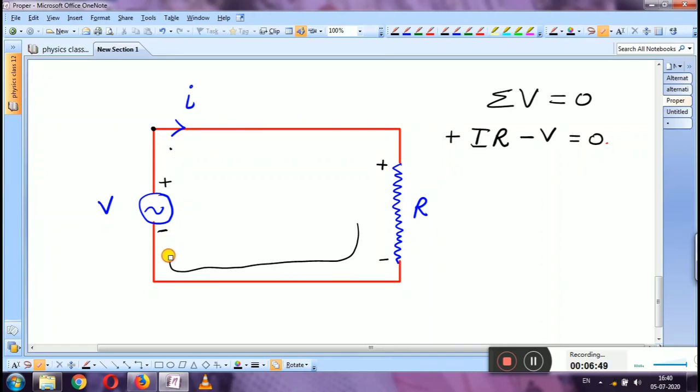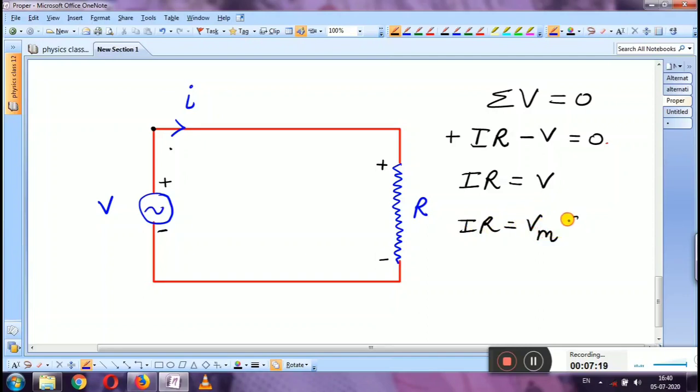After this, nothing special we will do. We will only solve this expression. Here you can see on this side, okay children, I can write IR is equal to this V will come to this side and becomes plus. After this, IR is equal to Vm sine omega t.